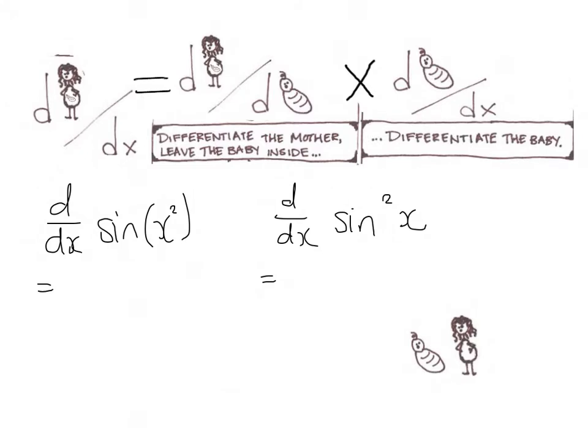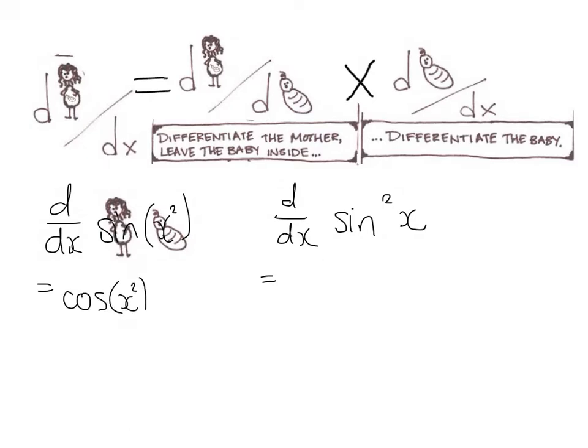Let's look at this example, which sometimes causes people a bit of bother. It's the big question, what's the mother, what's the baby? If we've got sine x squared, the mother is sine, the baby is x squared, so the derivative is cos, that's the derivative of the mother, with the baby still inside, and then multiplied by the derivative of the baby. Probably nicer to write 2x cos x squared.